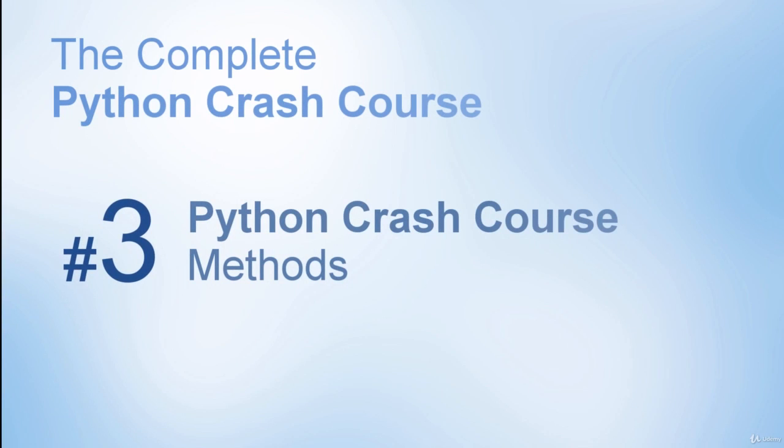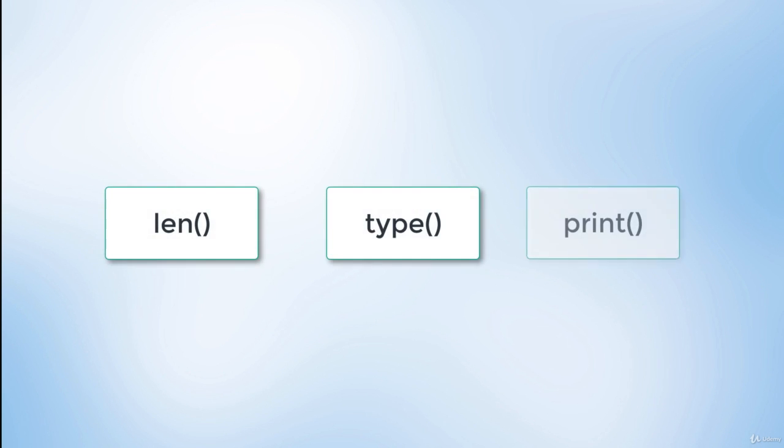Welcome to lesson number 6 of the Python crash course. Hope you're doing well. In this video, we'll be looking at built-in methods. Previously, we've looked at built-in functions. Functions like length, type, and print. All of these are functions. They accept argument or arguments inside of their parentheses. How is a method different from a function?